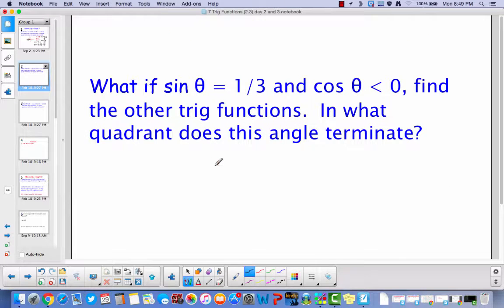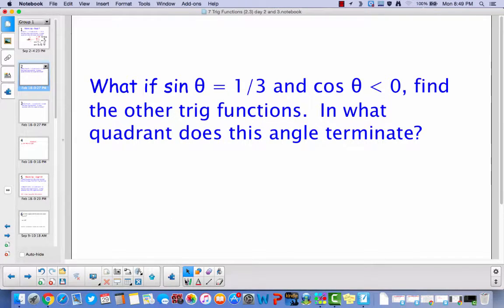So let's take a look at this. Sine is 1/3 and the cosine of theta is less than 0. Find the other trig functions and in what quadrant does this angle terminate. This is key. If we don't figure out which quadrant we're in, we're going to get the wrong positive and negative signs here. So again, let's think about sine is positive. Sine is positive in the first and the second quadrants. Cosine is negative in the second and the third quadrants, so it has to be a second quadrant angle. That is key because that will tell us what our x value is going to be, that our x value will be positive or negative.